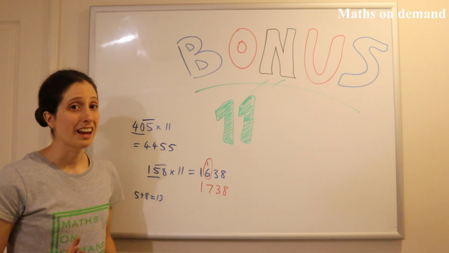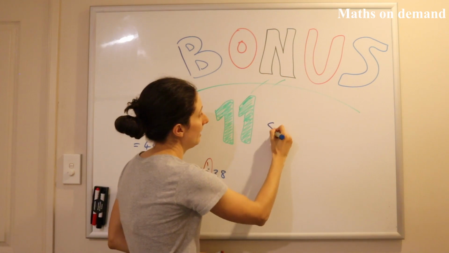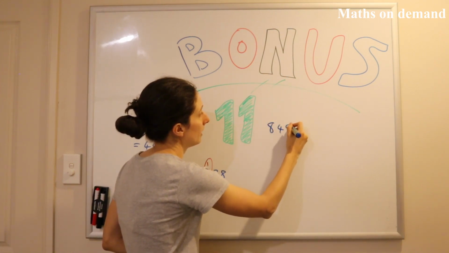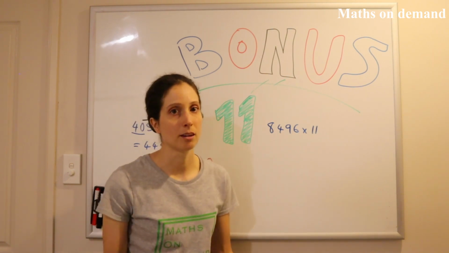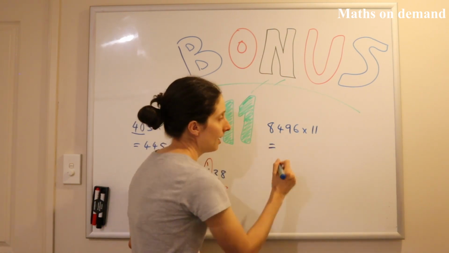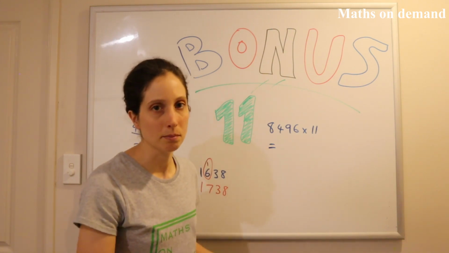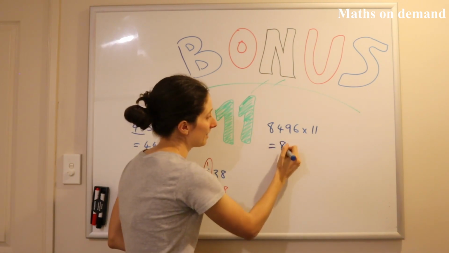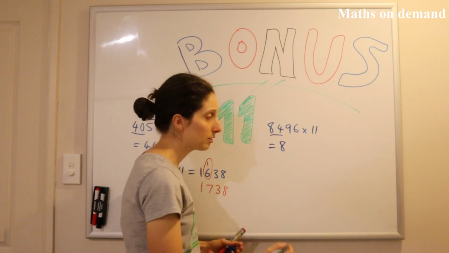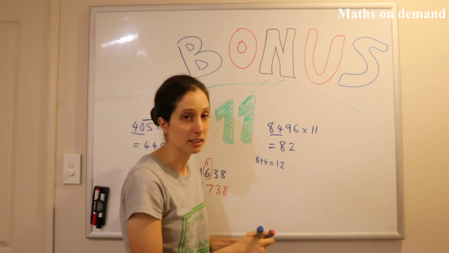Let's do one more which has 4 digits. 8,496 times 11. We could use the algorithm maybe for this one because it's getting up there, but let's try this method. So, write the first digit, 8. Add the first 2. 8 plus 4 is 12. We're going to write the 2, we're going to carry the 1.